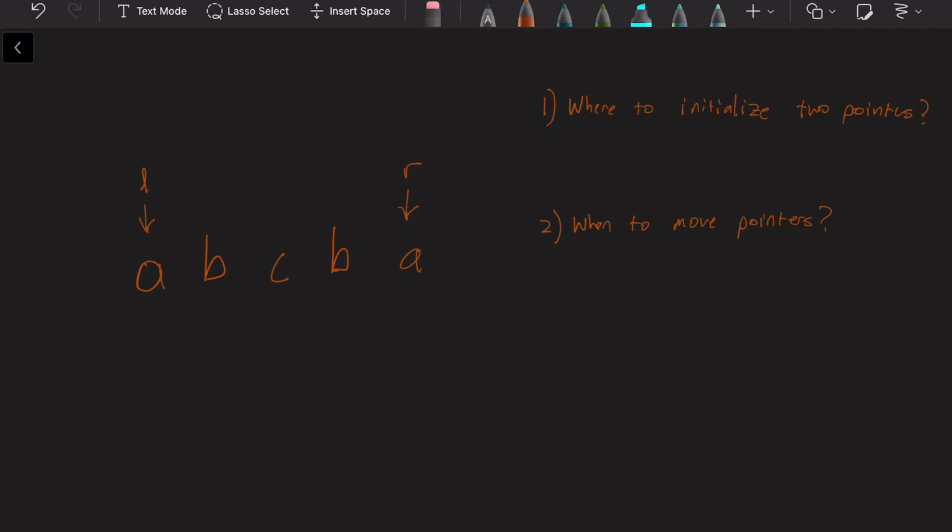That leads into the second thing we need to think about, which is how or when should we move the pointers? To be a palindrome, the entire word has to read the same, forwards and backwards. With that in mind, how should we move the pointers? Whenever there's a match, so right now left is A and right is A, we should move them inwards, right? And check if they're still equal. And here we see that they're still equal. So we should keep moving.